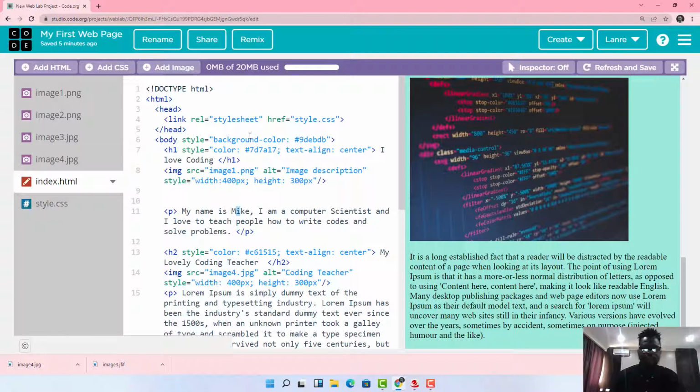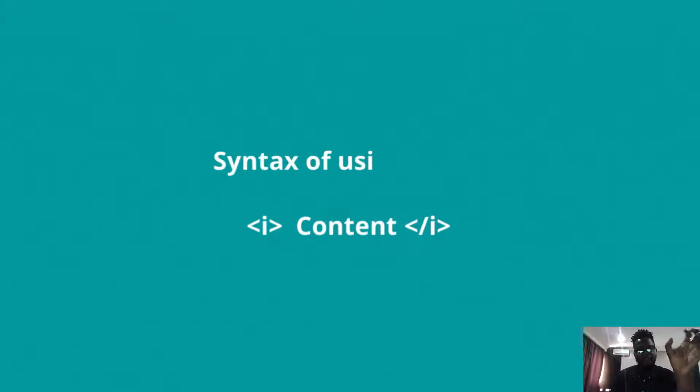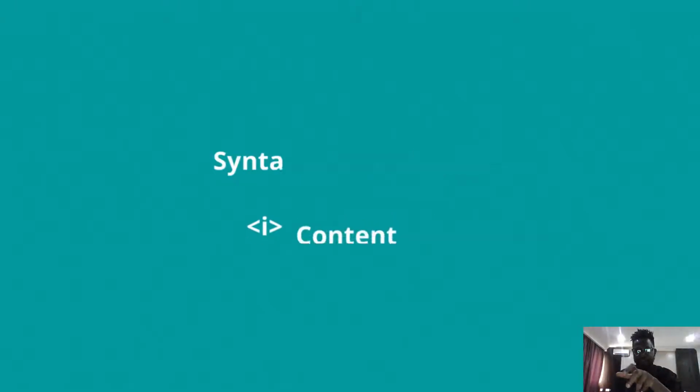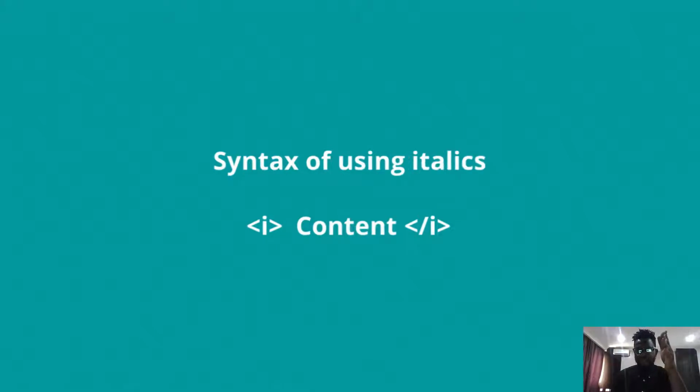Now the first one I'm going to be doing is italics. Probably you want to write some text in italics. The only tag you need to use for that is just the I tag. You put in the I opening tag and then the I closing tag, and in between the opening and the closing tag, you put in the text that you want. That is how to do the italics.